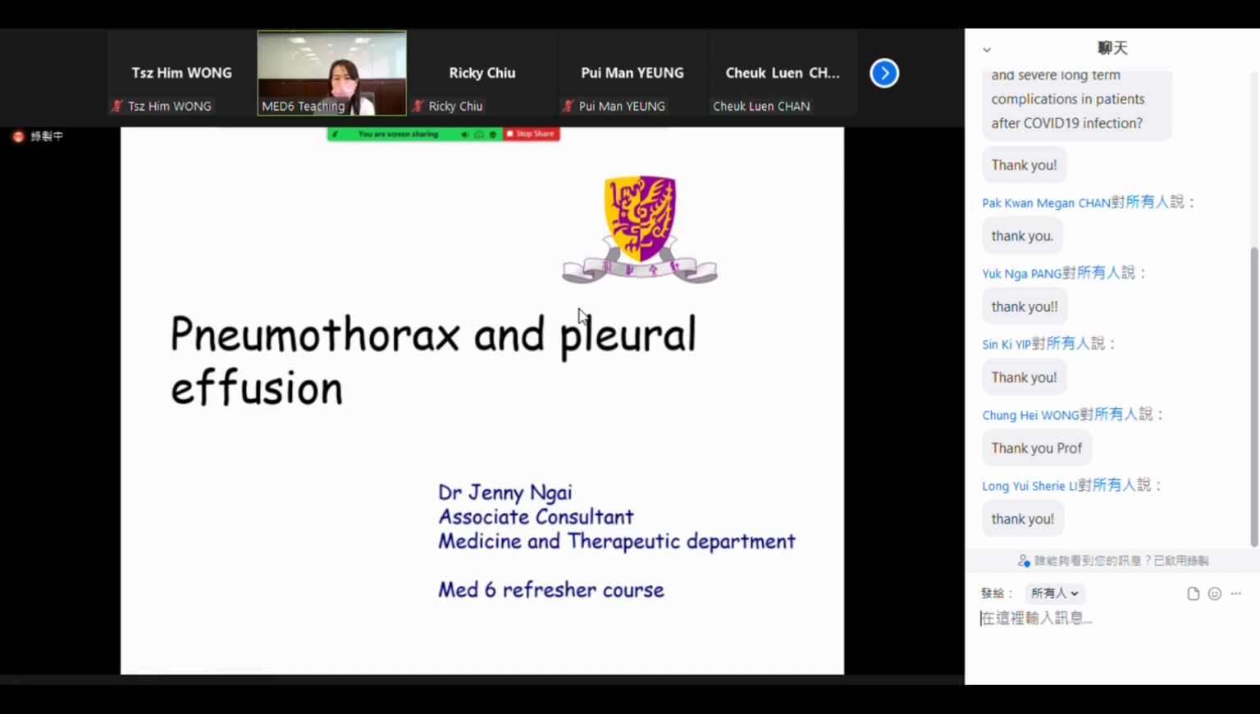First is the pneumothorax and pleural effusion, and the second one is interventional pulmonology. So I will go into the pleural disease first. Pneumothorax and pleural effusion are the most common pleural disease that we encounter day in and day out. So this is a very important topic for you as well.